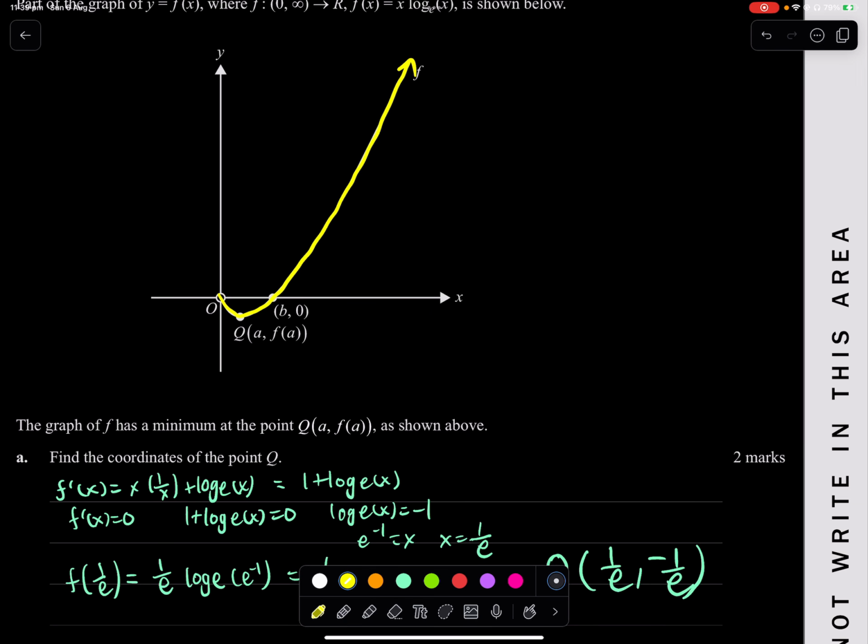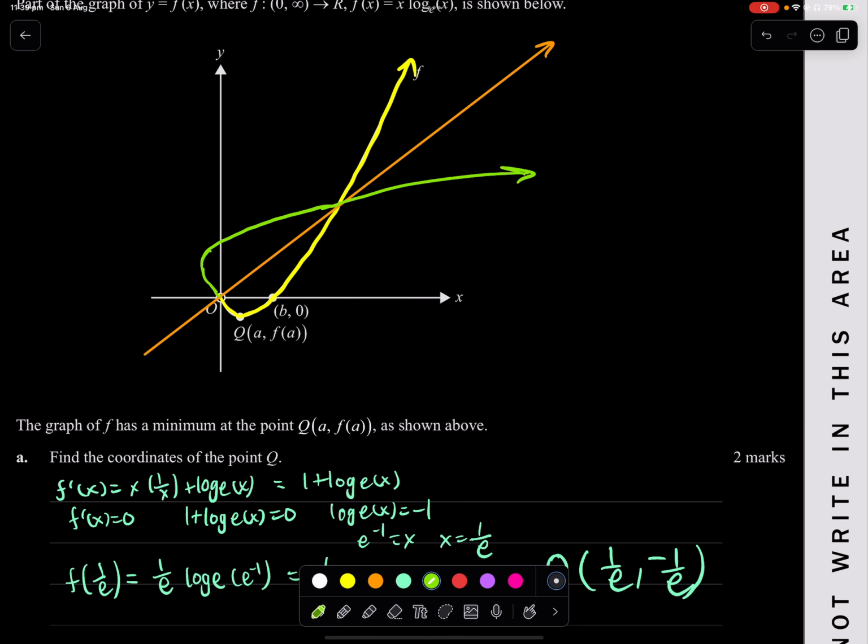Its inverse would be, if I draw y equals x, say this is y equals x, its inverse will look something like that, like that, something like that.